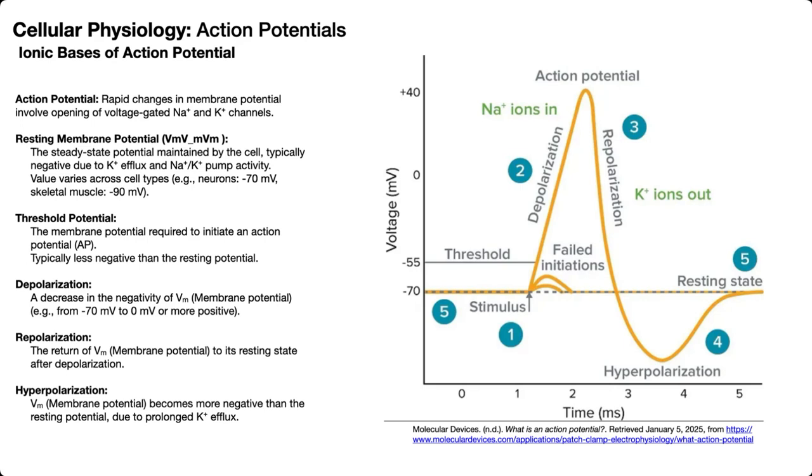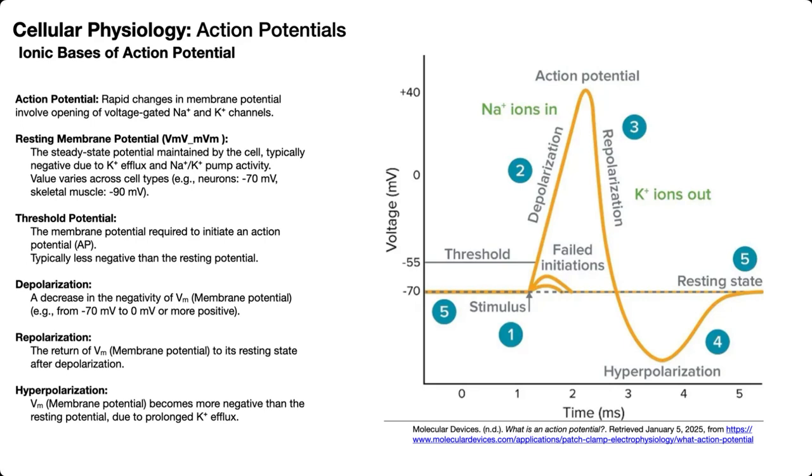So let's connect the curve to the ion movements that are driving it. During depolarization, sodium ions rush into the cell. They make the inside more positive. Then during repolarization, potassium ions flow out of the cell, and that restores the negative membrane potential. During the hyperpolarization phase, there's a prolonged outflow of potassium that makes the cell even more negative.